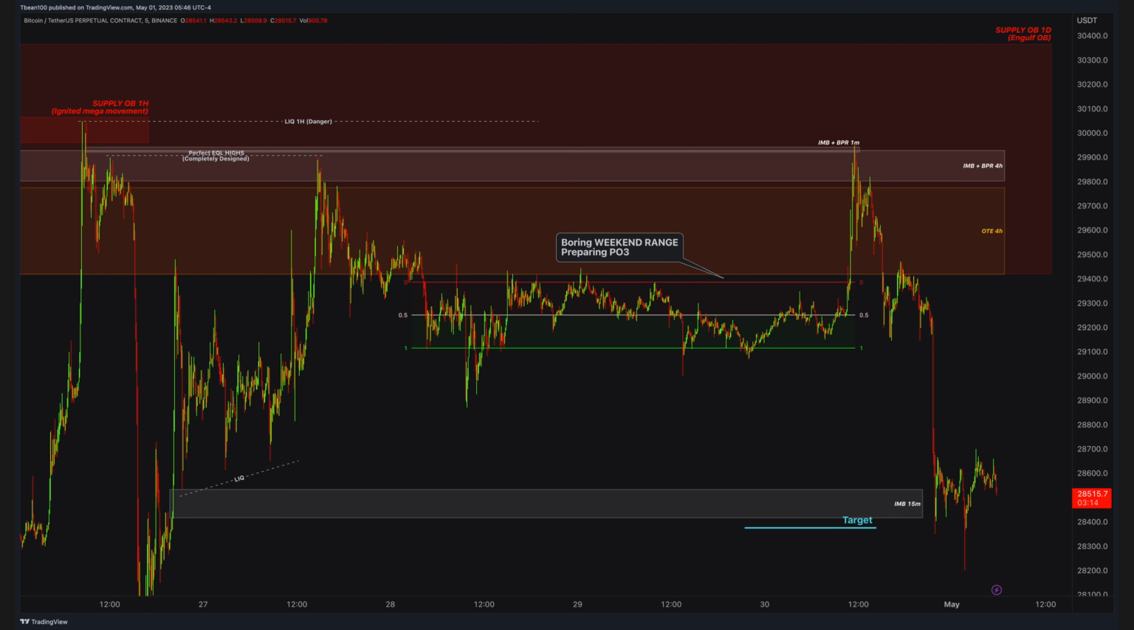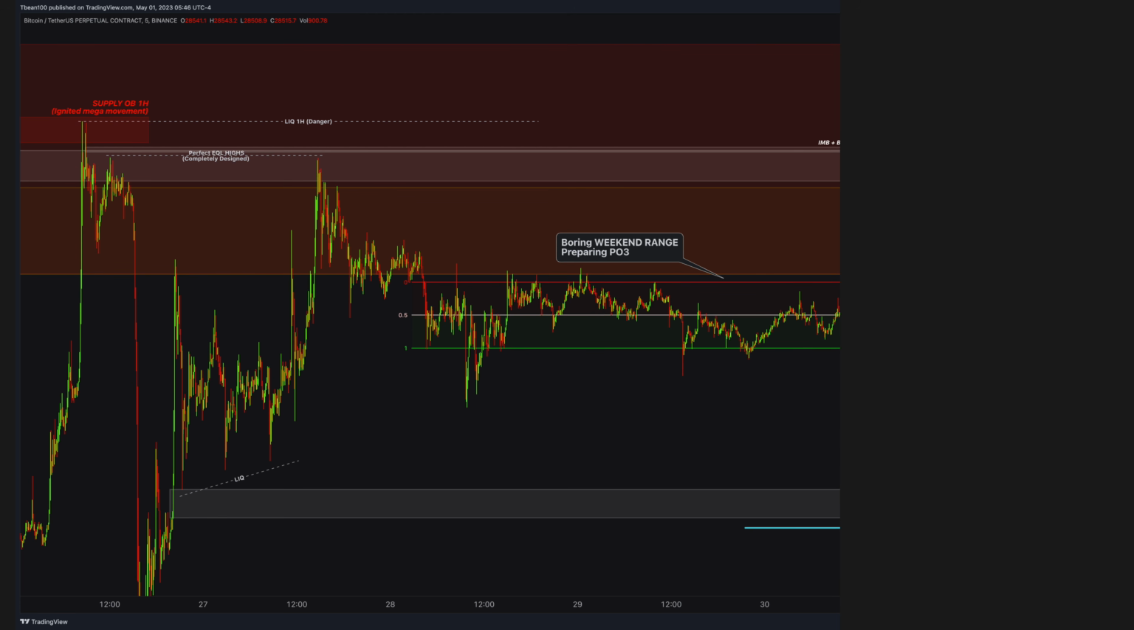Orders were accumulating. Here we had a dilemma. We had two cases. Case 1: Price goes down to this 15-minute imbalance and clears the liquidity, makes its manipulation phase, and then shoots up to hunt the perfect equal highs above. Or case 2: price goes up, clears the perfect equal highs first, fills the imbalance, and then goes down to the target. I had no idea which one was going to happen first.